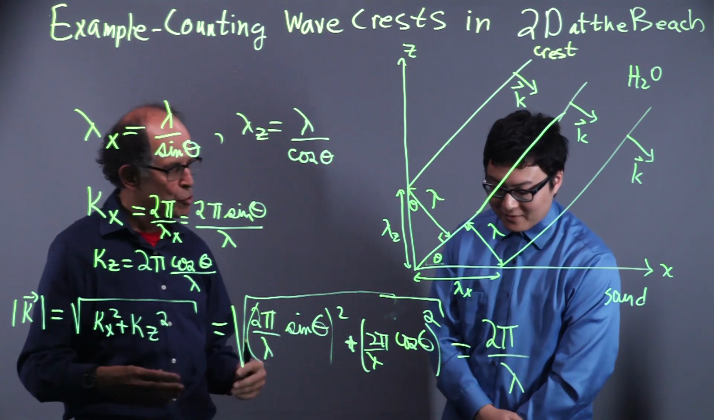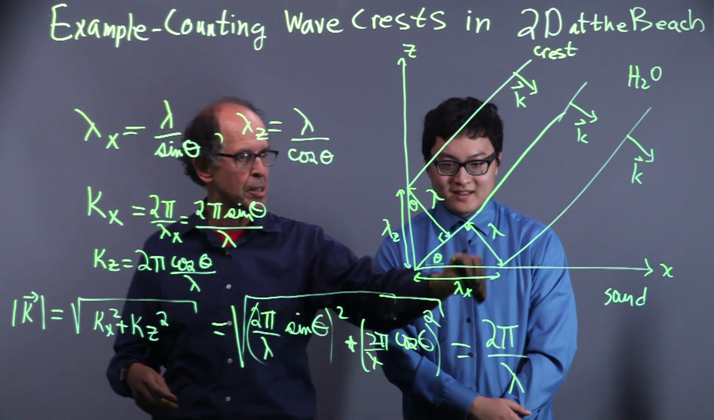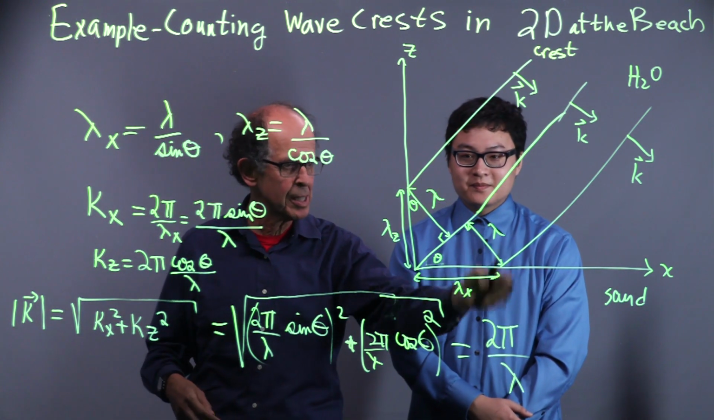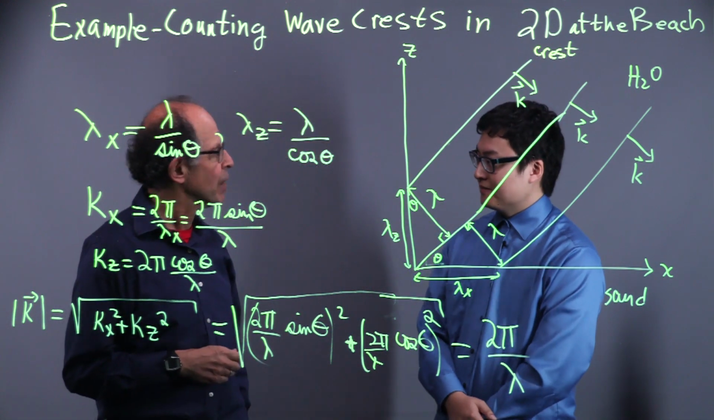That's beautiful. So we've counted the wave crests correctly, and it all makes sense because we know the magnitude of k in the direction the wave's moving is just 2 pi over lambda.